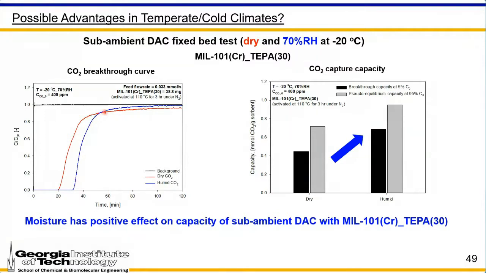So you can see there's significant CO2 that's removed under both dry and humid conditions, and that the humid actually allows a faster return to equilibrium conditions, a sharper breakthrough than operating under dry conditions. If we calculate the capacity in moles of CO2 per kilogram of sorbent, we also see a significant increase in the breakthrough capacity as well as the pseudo-equilibrium capacity at minus 20 degrees C when we go from dry conditions to humid conditions. So like other amine-based chemisorbents, moisture has a positive effect on capacity of subambient DAC, even at high relative humidity using these materials. These are conditions where a zeolite would almost certainly fail to capture large amounts of CO2.